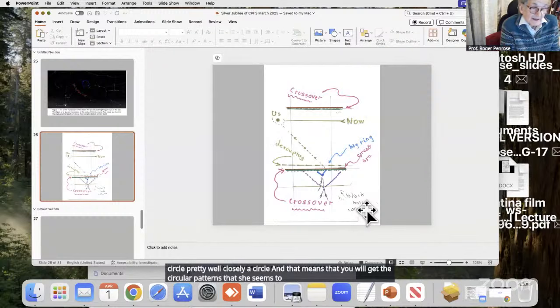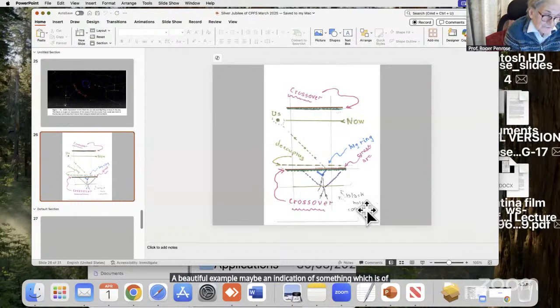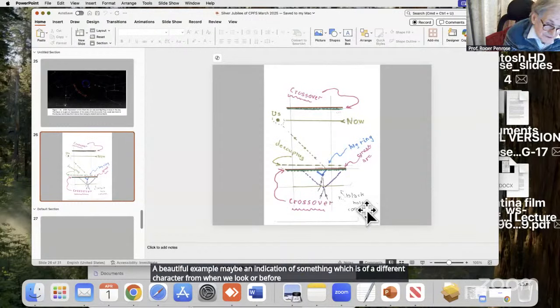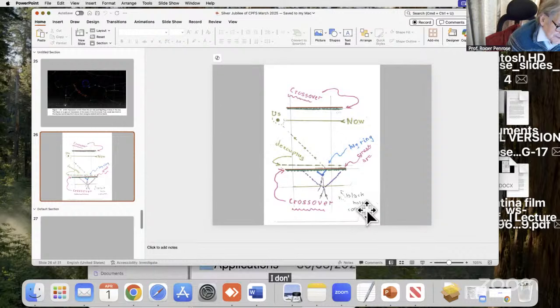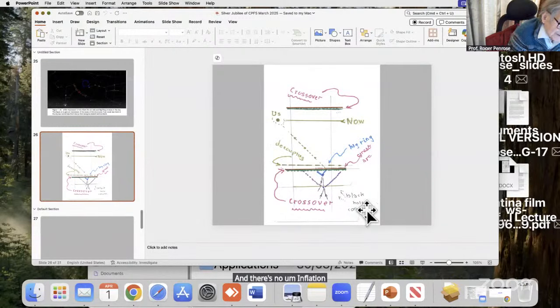So it would be a beautiful example of maybe an indication of something which is of a different character from what we looked for before, and maybe something which I hope might convince people of the plausibility of the picture which I'm giving you here. I don't know of any other explanation of why the gravitational degrees of freedom should be wiped out at the Big Bang. And inflation certainly doesn't do it. There's no reason whatsoever that I can see of any conventional model.